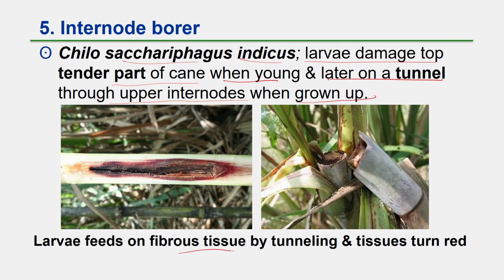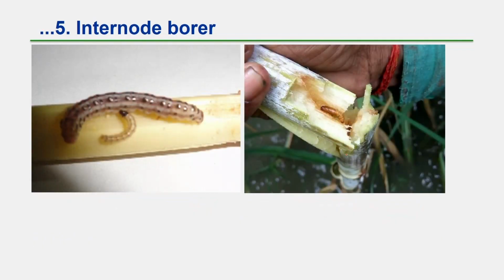Larvae feeds on fibrous tissue by tunneling and tissues turn red. So you can see in this picture, this is tunneling. Tunnel is made by the larvae, and sometimes it can break also. You can see the internode borer larvae. You can see here also.